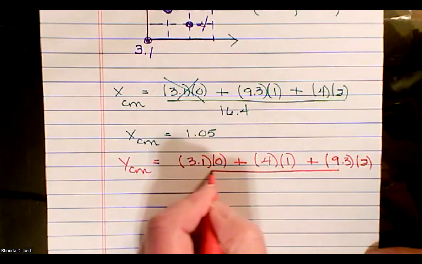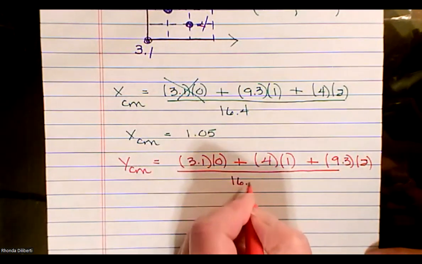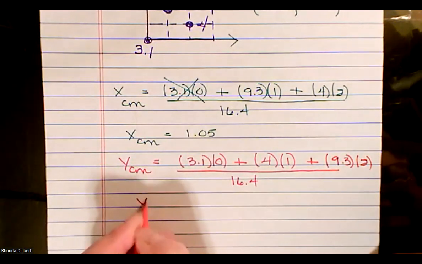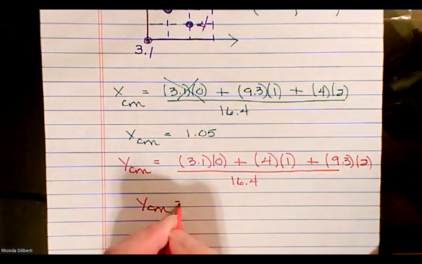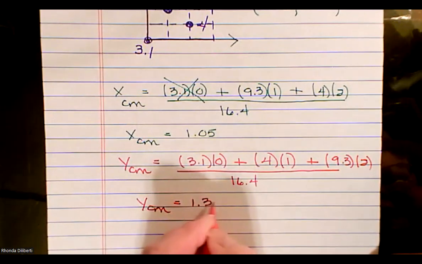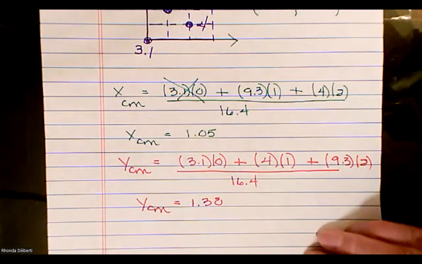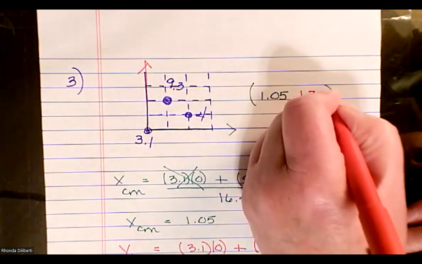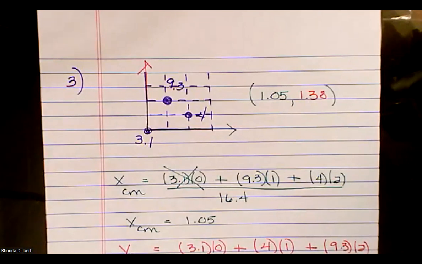And then I divide by the total mass, which is still going to be 16.4. And I find out that y_cm is 1.38 centimeters. So I'm going to plug that in here, 1.38. I guess I don't really know the units. And this is the x and the y coordinates of where the center of mass is.